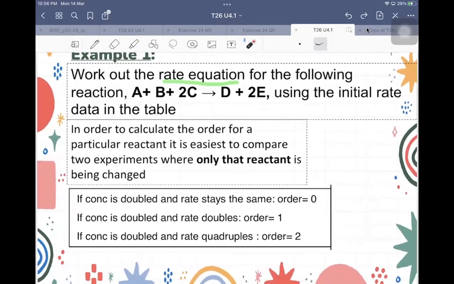Okay, so in order to calculate the order for a particular reactant, it is easiest to compare 2 experiments where only that particular reactant is being changed. I'll show you in a bit what I mean by this. Just a reminder that if changing the concentration, the rate stays the same, then it is zero order. If we double the concentration, the rate doubles, so that's directly proportional, and that means it is first order. If we double the concentration and the rate quadruples, so that means the square of the concentration, then it is second order.